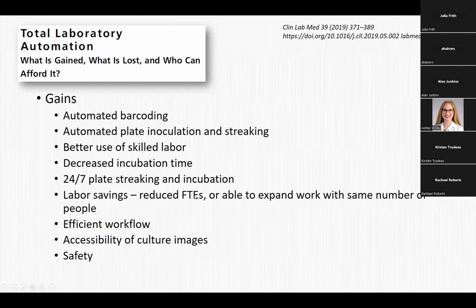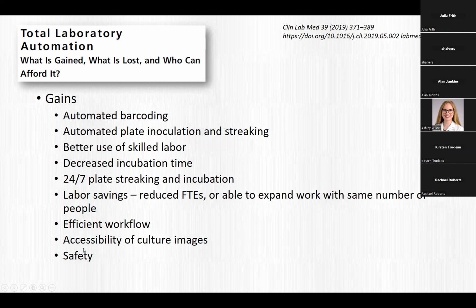Reduced FTEs are really what's more important these days as more and more hospital laboratories conglomerate, join into systems, make a single large microbiology lab to cover several hospitals. What's more important here is the ability to take on more work and have the same number of people. We've gone from 5 hospitals to technically 8, almost 9 hospitals. We've increased our work and have been able to do it with 4 fewer people than what we had prior to implementing automation.